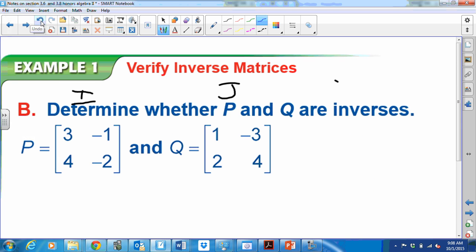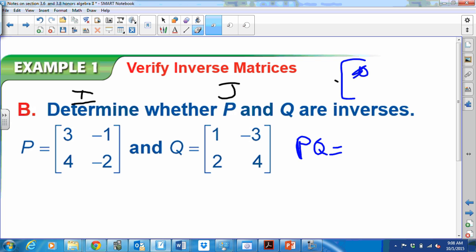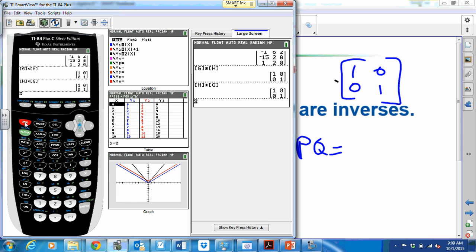So determine whether P and Q are inverses. So let's first check and see if PQ, does PQ equal our identity matrix? So we want to see if these equal 1, 0, 0, 1. And we have to check both P times Q and Q times P. Well, I've saved these into my calculator under I and J.